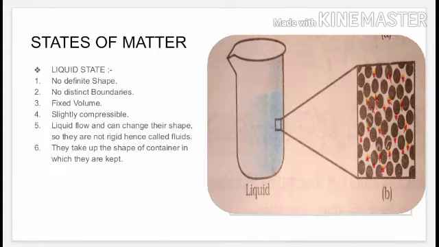The liquid has no definite shape, no distinct boundaries, fixed volume. This shows that the liquid has a fixed volume because the liquid can be measured in liters. It is slightly compressible. We can compress the liquid slightly, or some portions can be compressed by a compressor. Liquids flow and are called fluids. They take up the shape of the container in which they are kept. The fluids mean the property to flow.